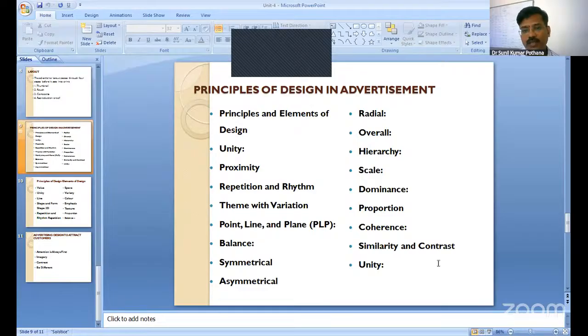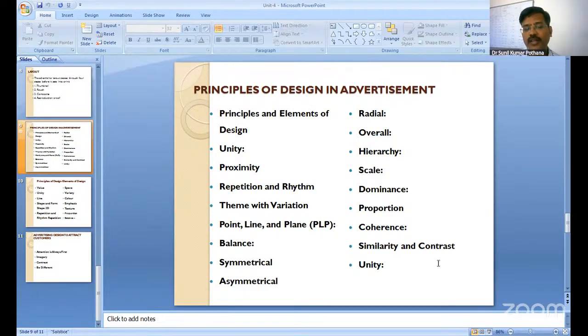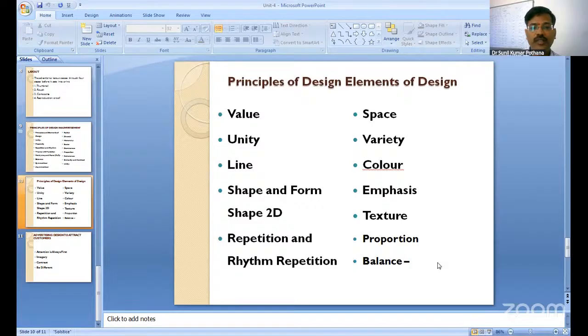So the overall principles of design in advertisement: unity, proximity, theme with variation, balance, symmetrical, asymmetrical, radial, hierarchy, scale, dominance, proposition, coherence, similarity and contrast, unity. All these are involved in designing an advertisement. There are more principles: value, unity, line, texture, proportion, balance, color.